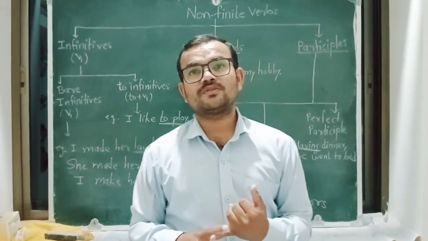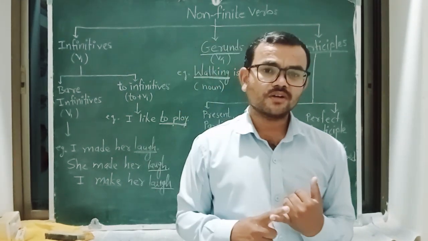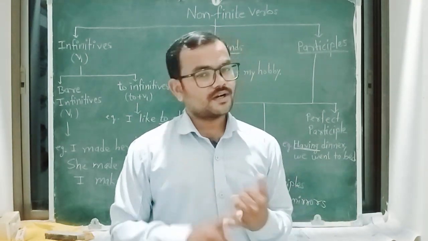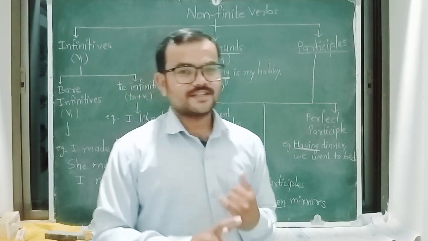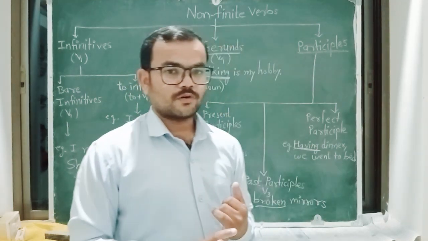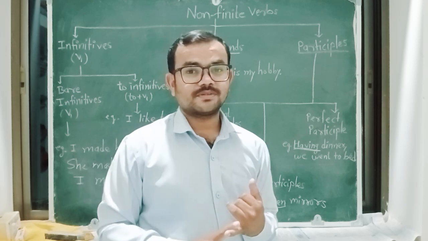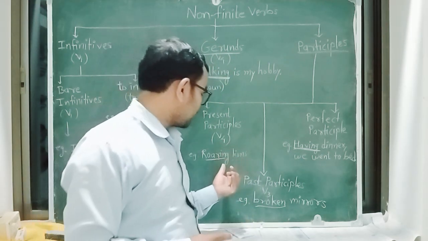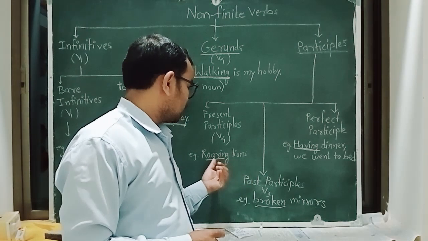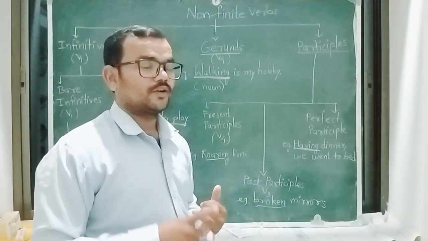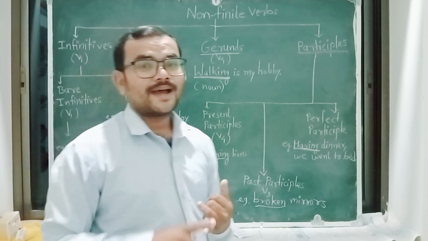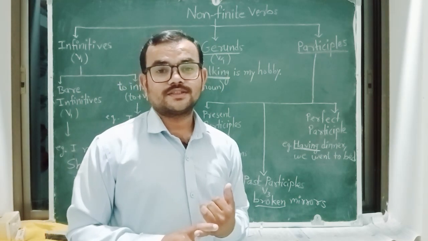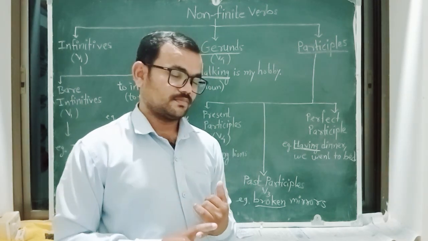Then we talked about the third type of non-finite verbs, that is participles. Participles are of three types. The first one is the present participle. A present participle is again the V4 form of the verb, but a present participle acts as an adjective in the sentence. So here, rolling lines, right? So rolling is acting as an adjective, right? If the V4 form of the verb is acting as an adjective in the sentence, then that V4 form of the verb is known as a present participle, right?